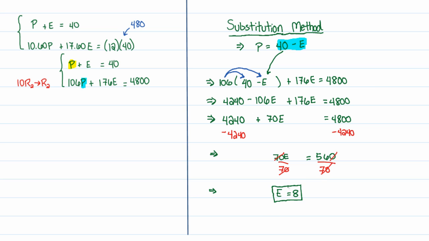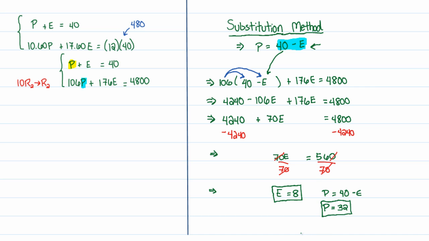And now once you have that answer for e, you can use any of your prior equations that involve p and e to plug that e into. And the one that I highly recommend using is this one right here, the one that you solved for. It's just a great equation to use. So I happen to know that p is just 40 minus e, or in other words, p is 40 minus 8. In other words, p is 32.